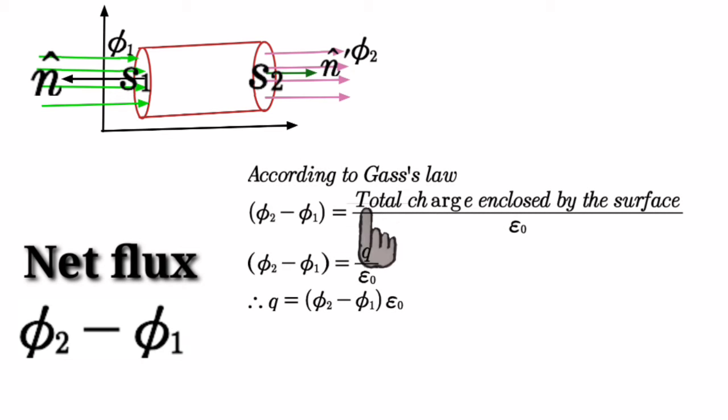Now according to Gauss theorem, the net flux, that is phi2 minus phi1, is equal to the total charge enclosed by the cylinder divided by epsilon naught. Here if we consider that the total charge is q, then phi2 minus phi1 is equal to q by epsilon naught, that is, q is equal to (phi2 minus phi1) times epsilon naught, which is the answer of this required question.